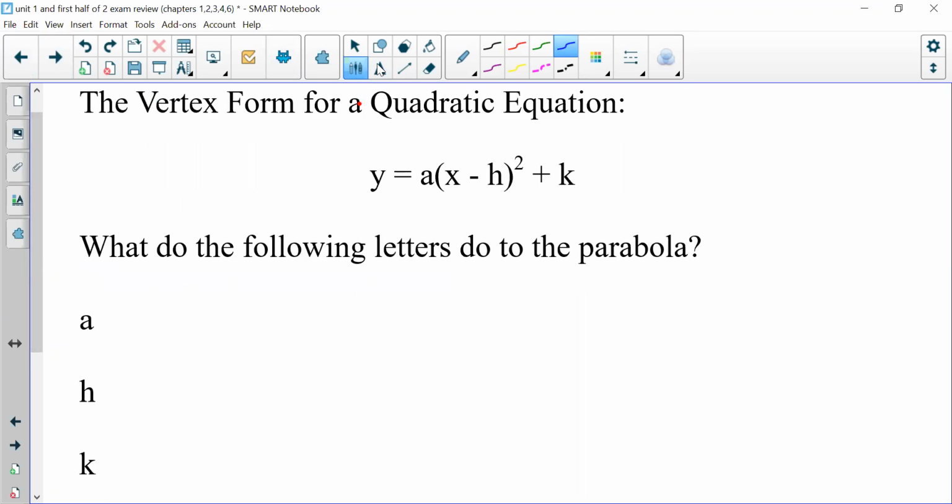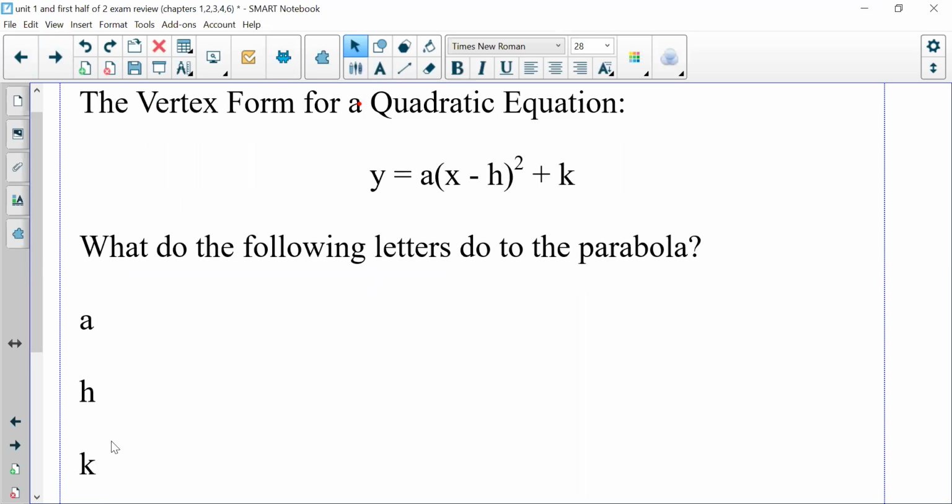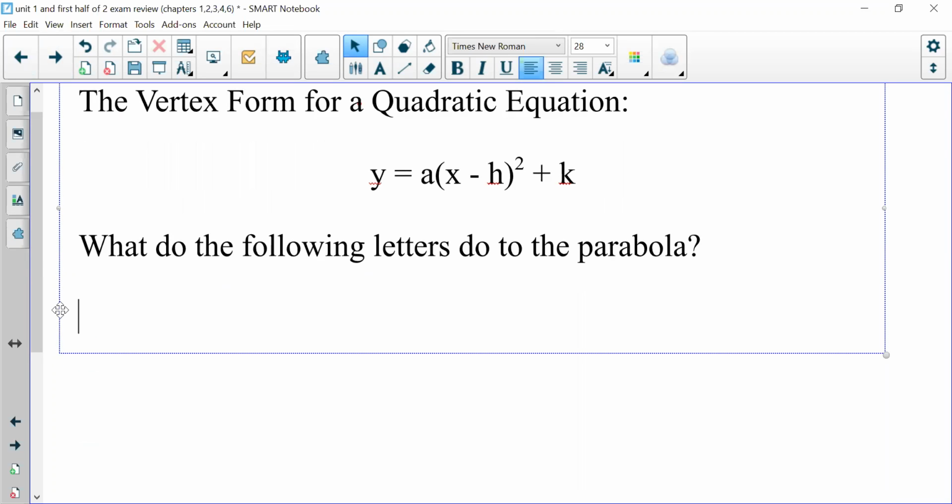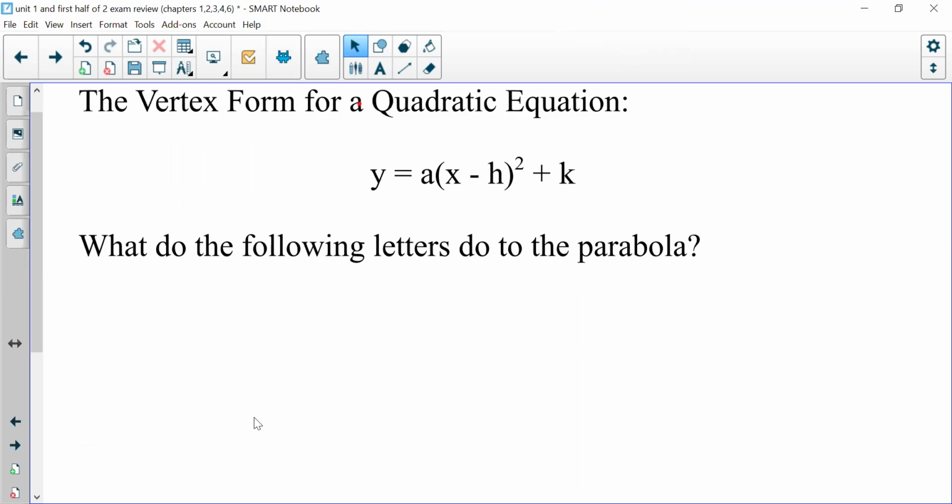Tells you if it opens up or down. Thank you. Very good, Kira. And what else does it do? Opens up or down? And what else does it do? If it's stretched or compressed. Very good. Okay, so let me just put some notes in here because you guys might want this for later.